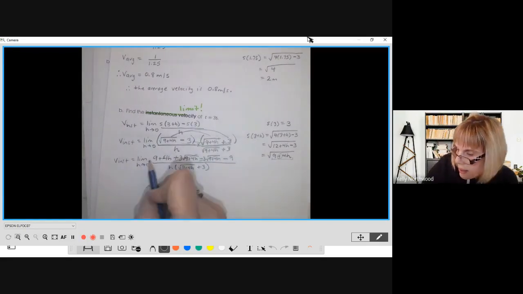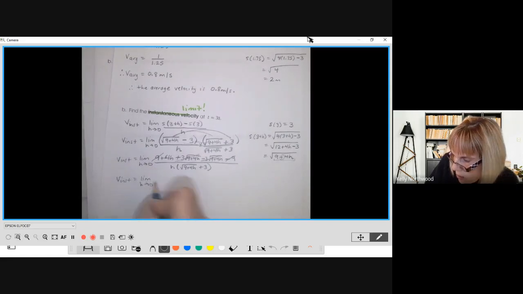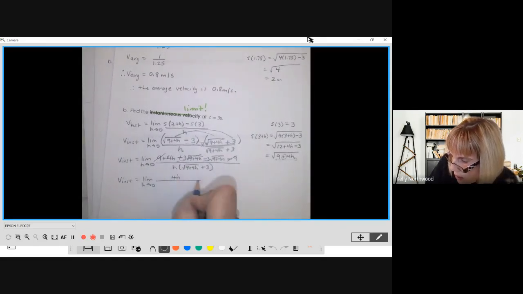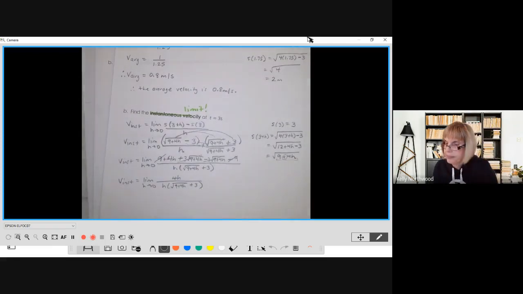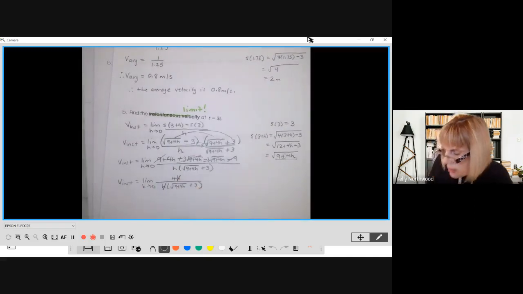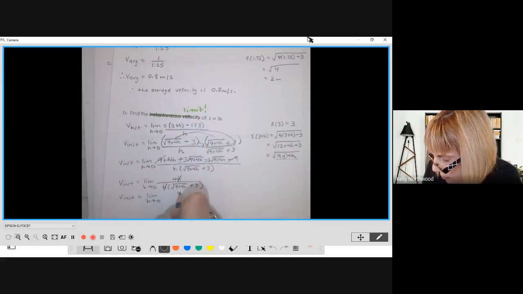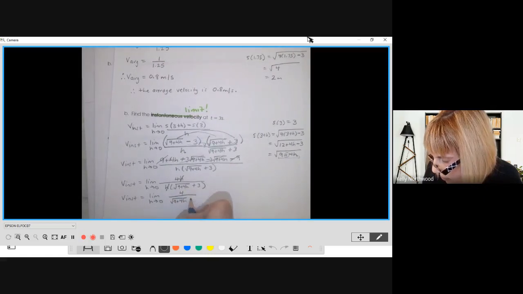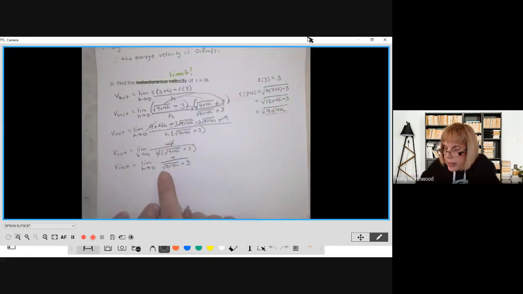These add up to 0. So I'm just left with 4h over h root of 9 plus 4h plus 3. And now those h's divide out. So now it's safe to let h approach 0 because even though there's an h in the denominator, the whole denominator is not approaching 0. Okay?